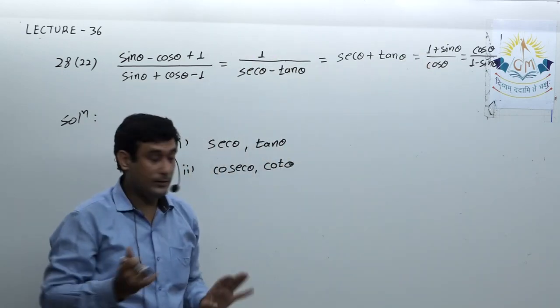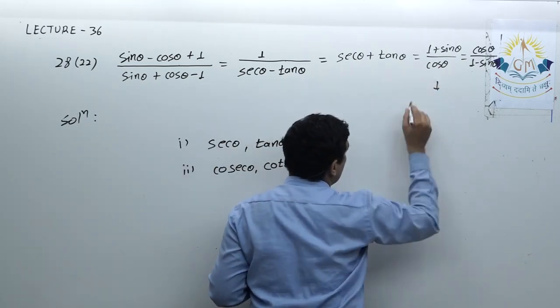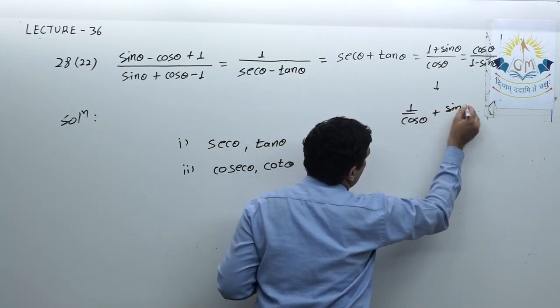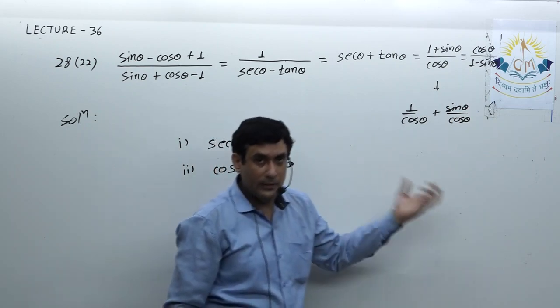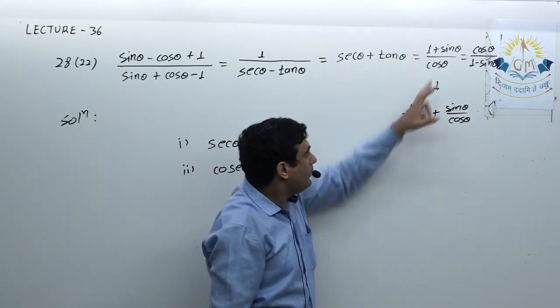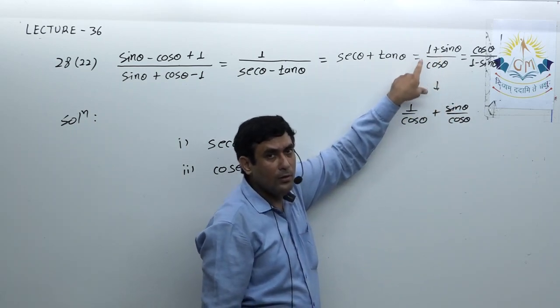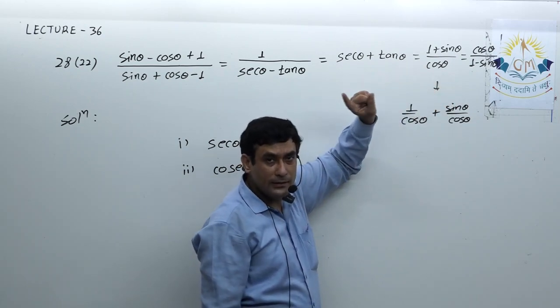Then how to decide? Then we can say, see, if I simplify this, I can write this 1 upon cos theta plus sine theta upon cos theta. You just have to do it in rough. Even it is not required to do it in rough. Simply we can say it will be 1 upon cos, then sine upon cos. So 1 upon cos is sec theta, sine upon cos is tan theta.